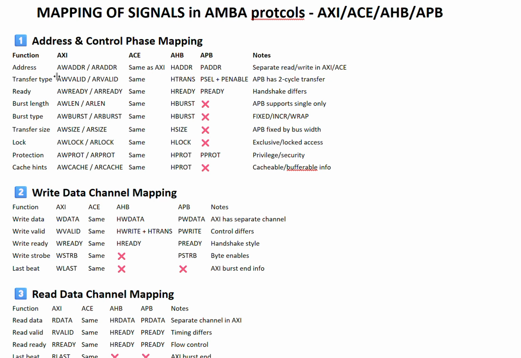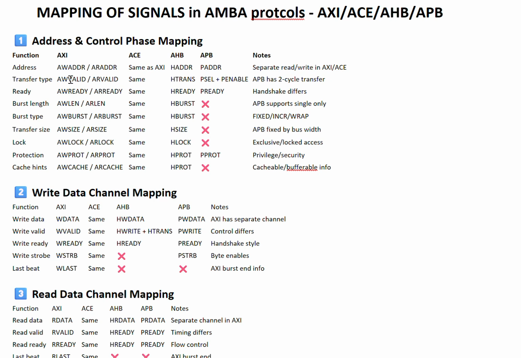In the address phase, we have the AW address or AR address. In ACE, it is the same; most of the signals are the same as the AXI protocol, apart from additional coherency-based signals. In AHB it is HADDR and in APB it is PADDR. In AXI or ACE, we have separate read and write channels, but in AHB and APB, we don't have a separate read and write. Instead, we have a signal called PWRITE or HWRITE, which tells you whether it's a write or a read.